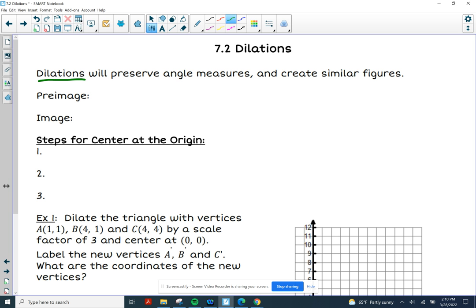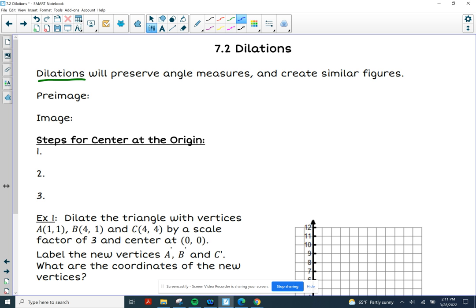It'd be like taking a photograph and then enlarging it or shrinking it. All angles are preserved and we create similar figures. They look the same, just a smaller or larger version. So the first thing we're going to do is talk about a little bit of notation.